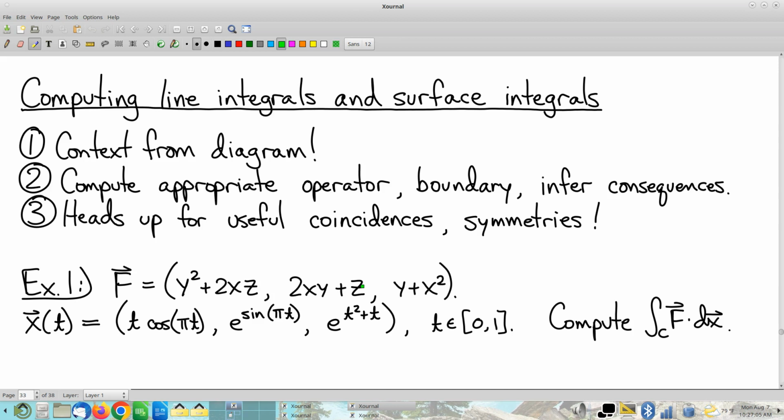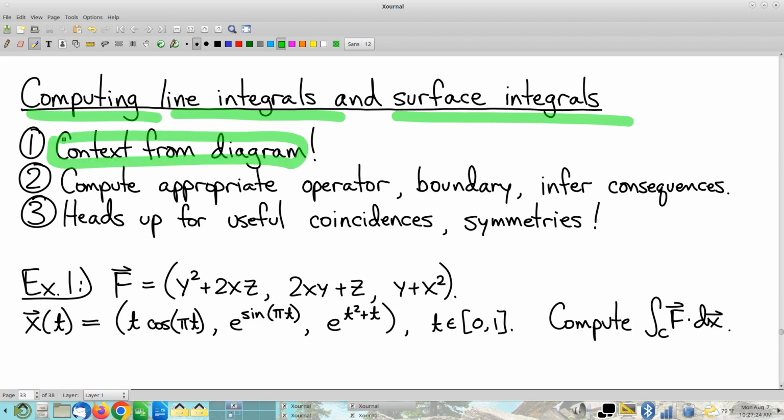Diagnosis. You've got yourself in a situation where you need to compute either a line integral or a surface integral. What do I do? What's the process? So I am a big believer in the diagram, right? So I do think the first thing you should do is identify where the question is on the diagram, and then let that context give you some candidates. So let me show you an example of what I mean by that.